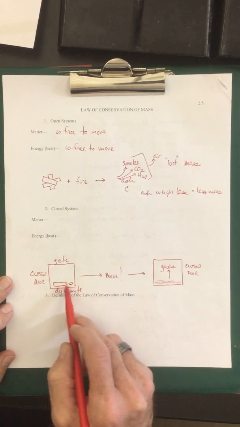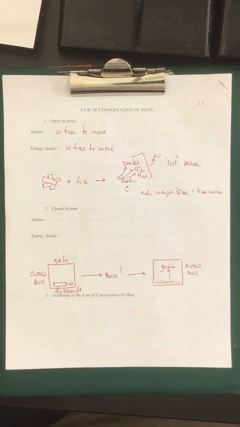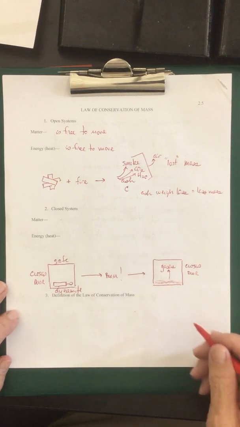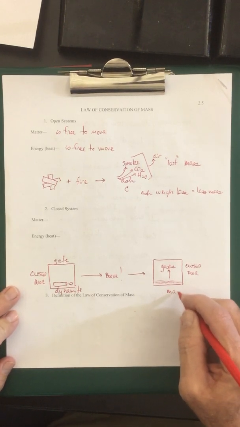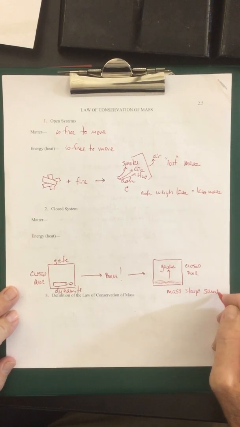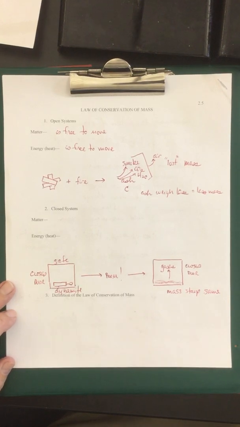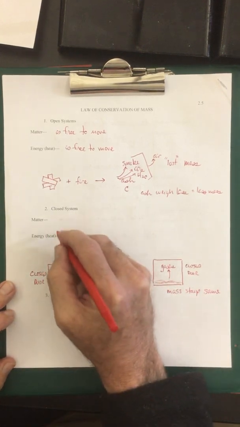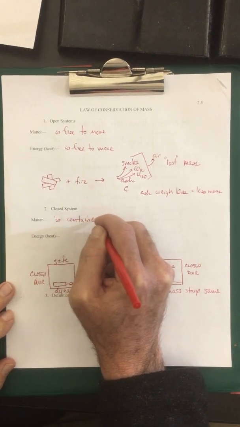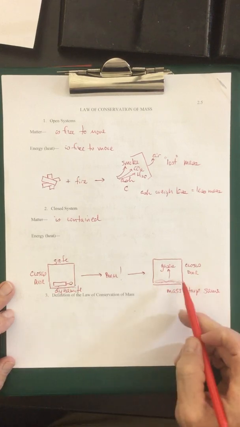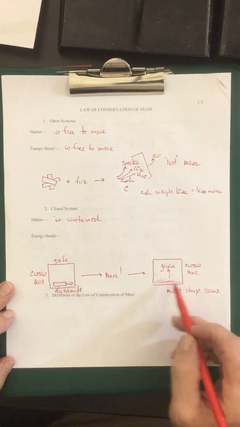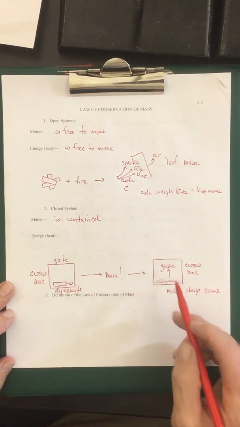Here it's nice and compacted inside a dynamite stick. Now it's spread out all over the place. So the mass is going to stay the same. So this is a closed system. So with a closed system, matter is going to be contained. All of my carbon, hydrogen, oxygen, nitrogen, whatever was inside the explosive stays inside the safe. It doesn't escape.